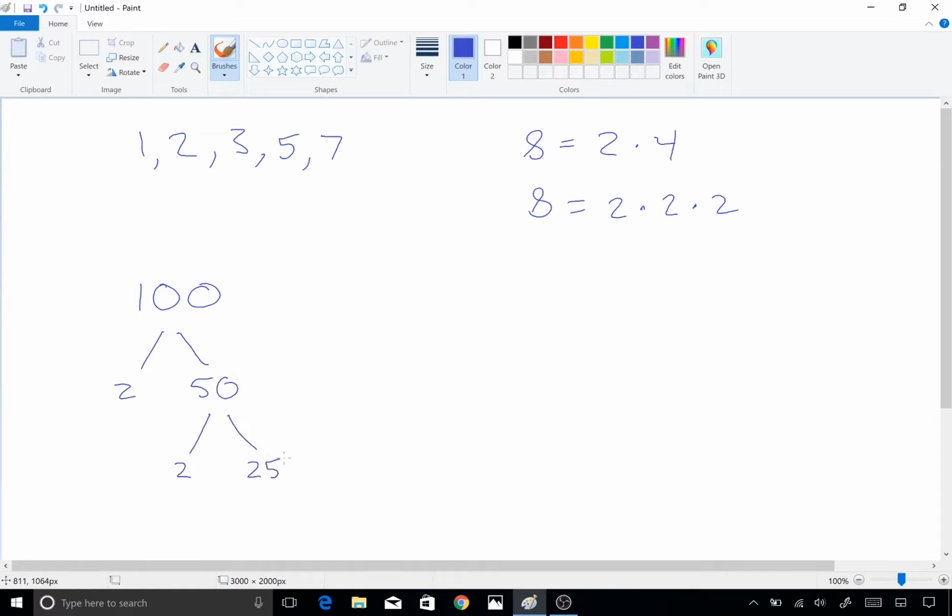2 times 25 is 50. 25 is not divisible by 2. It's not divisible by the next prime, which is 3, but it is divisible by 5. 25 equals 5 times 5. And we collect all these together, 5 times 5 times 2 times 2. The prime factorization of 100 is 2 times 2 times 5 times 5.